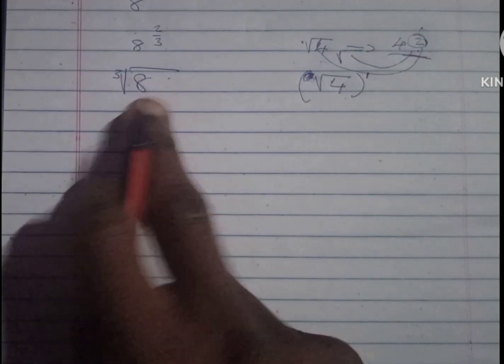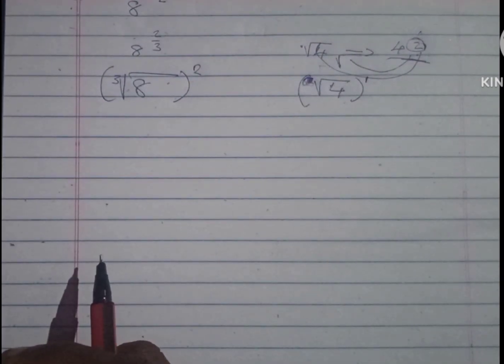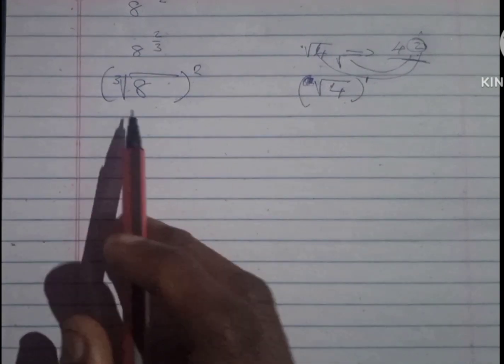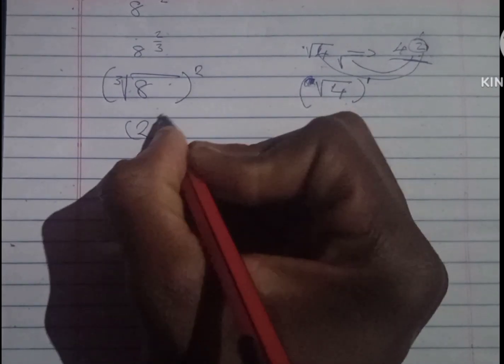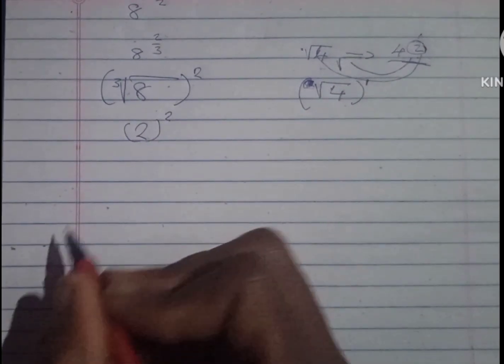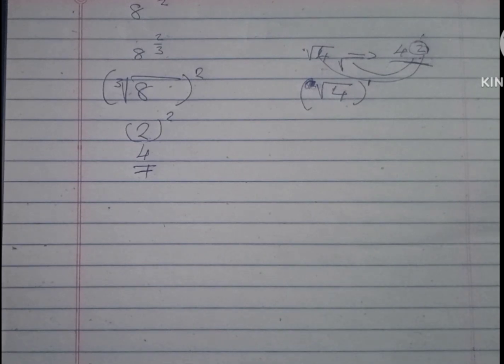So this is telling us of the third root. And then we said that the numerator is actually the power that this thing is raised to. So it is raised to the power 2. So what is the cube root of 8? The cube root of 8 is actually 2. 2 is raised to the power 2. So 2 raised to the power 2 is actually 4. We have evaluated that question. Let us look at the next question.